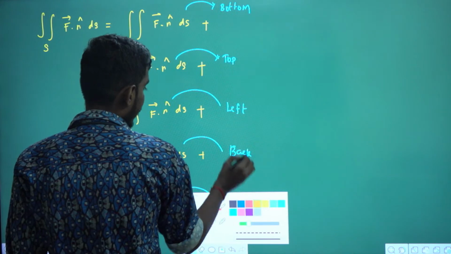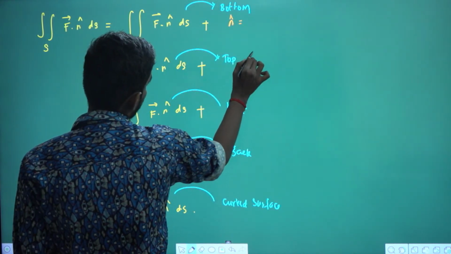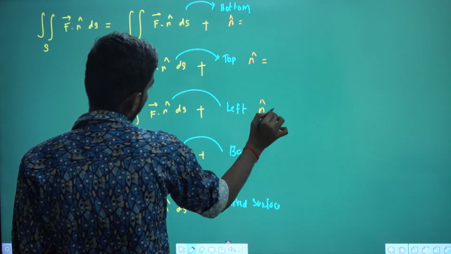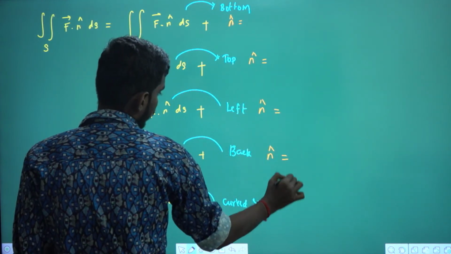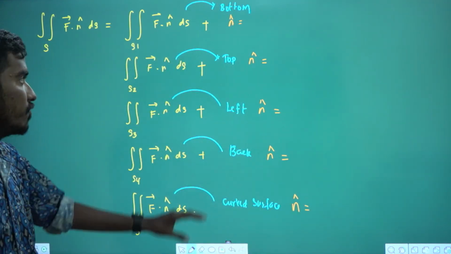Now what is your n cap? For all of these we will try to find it. See, for the curved surface, n cap is del phi by mod del phi, right?